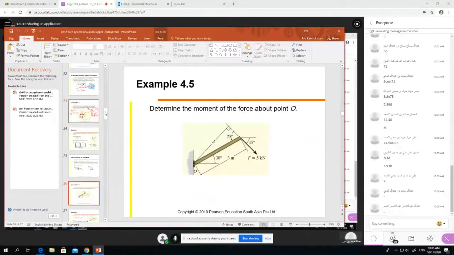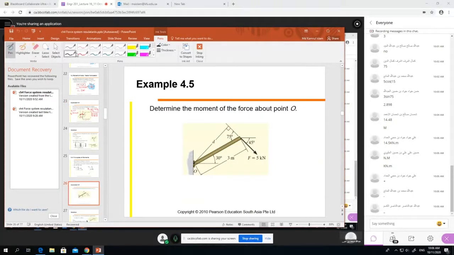So our force was... our moment at O was how much? 5 into 3 sine 75 degrees. Finally we found 14.5 kilonewton meter, and it is clockwise direction. If you don't write plus or minus here, you can write it down like this: it is clockwise direction, right? So this is one way we can calculate moment.